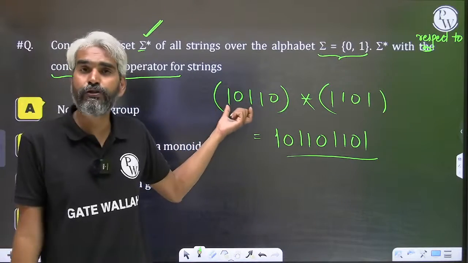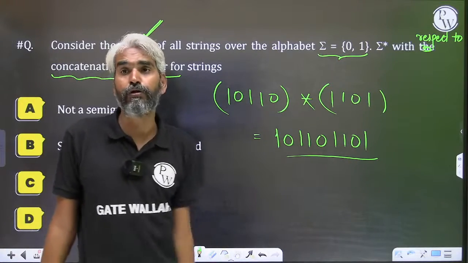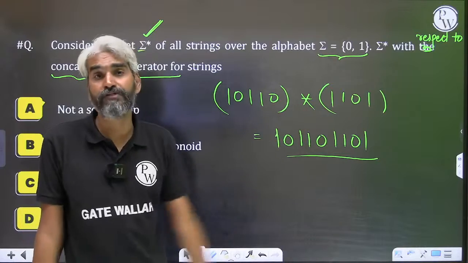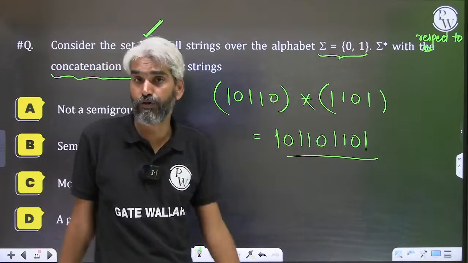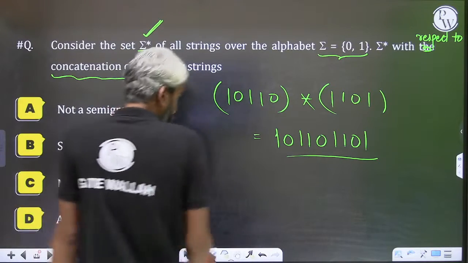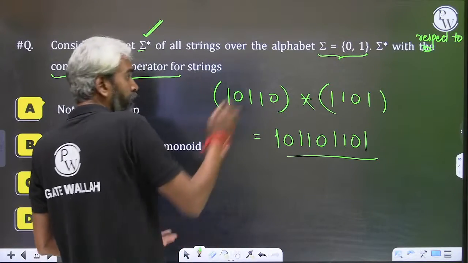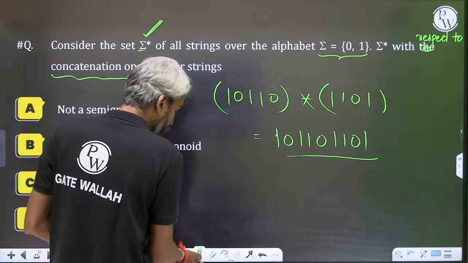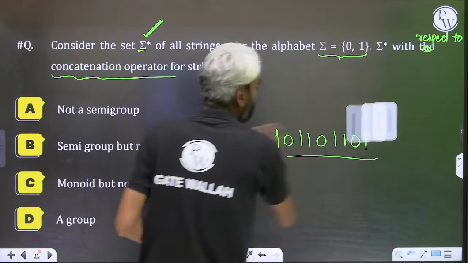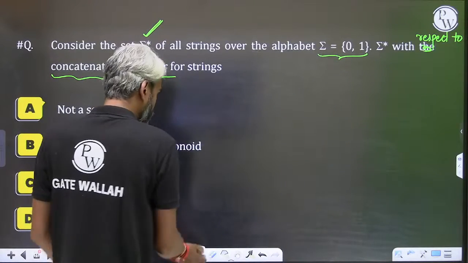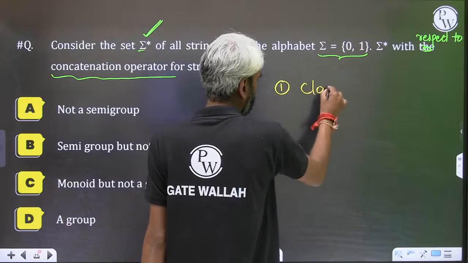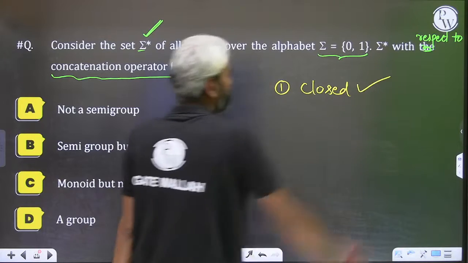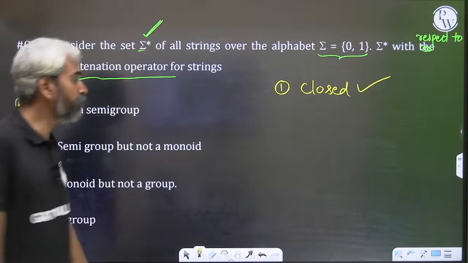In the first string you have zeros and ones, and in the second string also you have zeros and ones. So if you perform the concatenation, the result will be a string of 0 and 1 only. So what can we say? The set of all binary strings with respect to concatenation is closed. Is it associative? Yes, it will be associative as well.